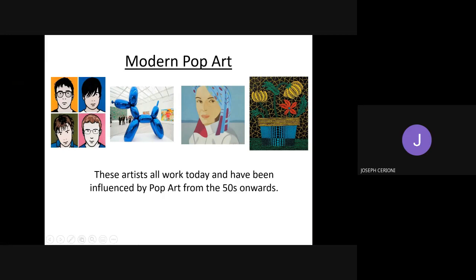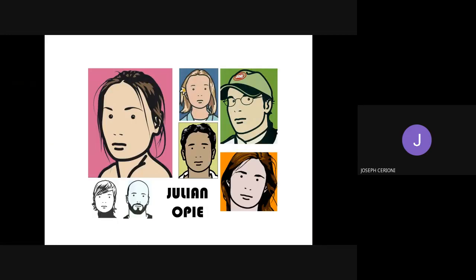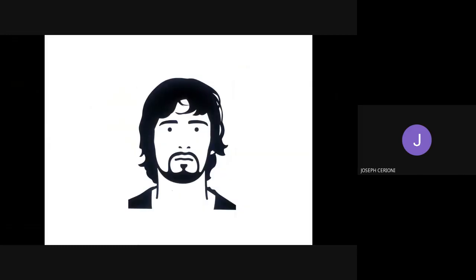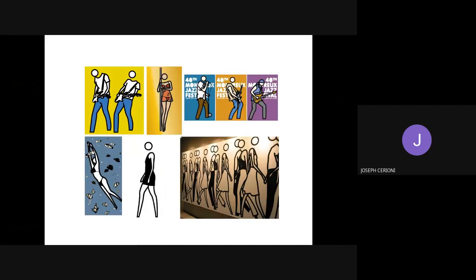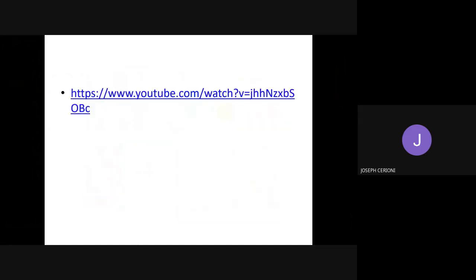Just looking at Julian Opie, because he's a British artist who still works at the moment, and again, his work's very, very iconic. You can see how he just makes portraits, very simple portraits, using very little detail in it. And he's influenced a lot by the world around him. And I'll just show you a short video where he talks about his work as well.